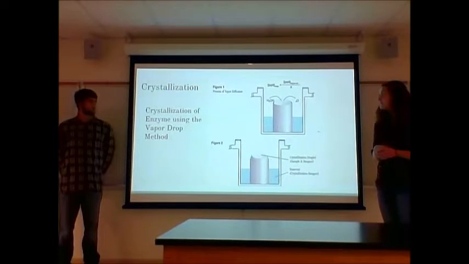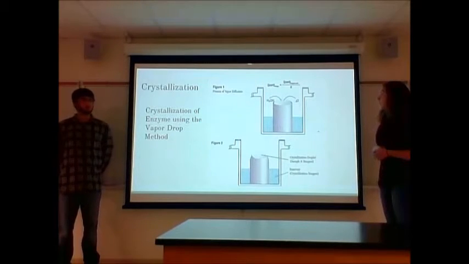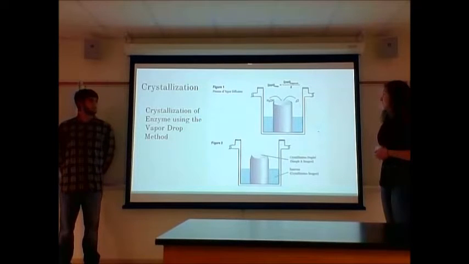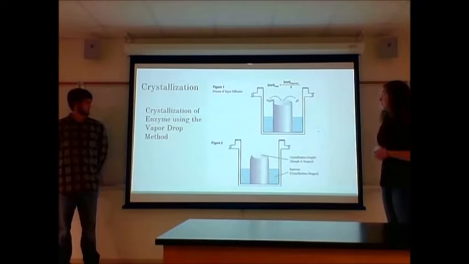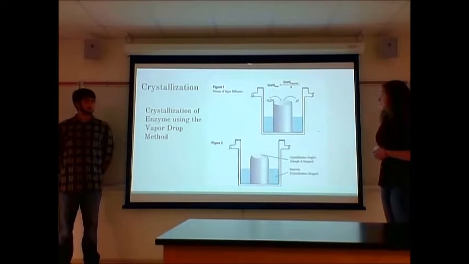To create their crystallized enzymes in order to perform X-ray diffraction experiments, they utilized a method known as the vapor drop method. This is an uncommon method of creating crystals. To perform the vapor drop method, they take a reagent and a sample. They have an elevated platform in a well in which they place a drop of the reagent and sample mixed together. The sample in this case is our enzyme.